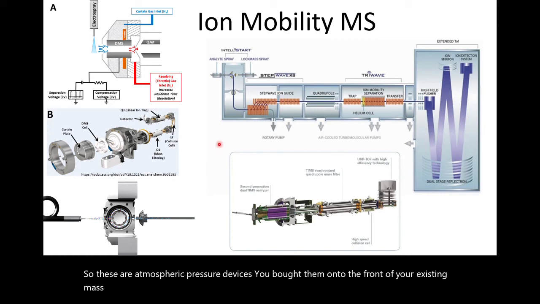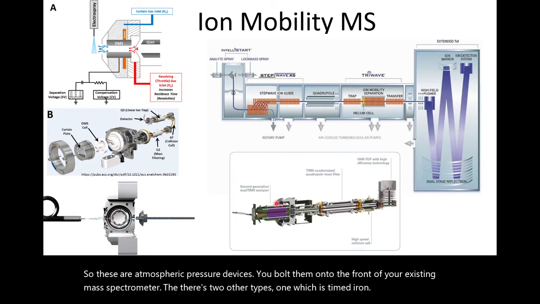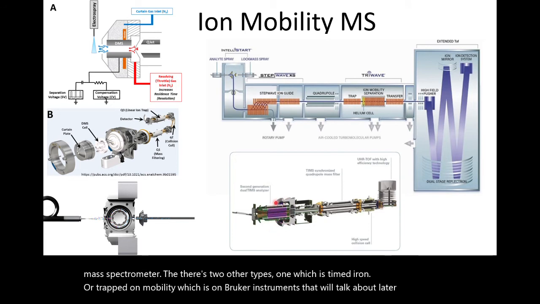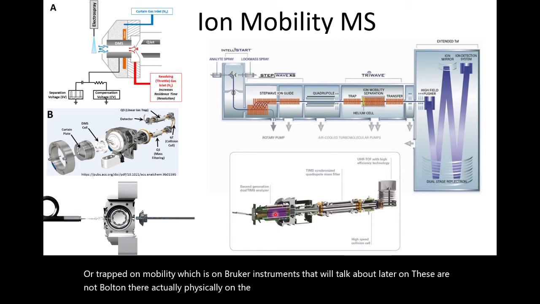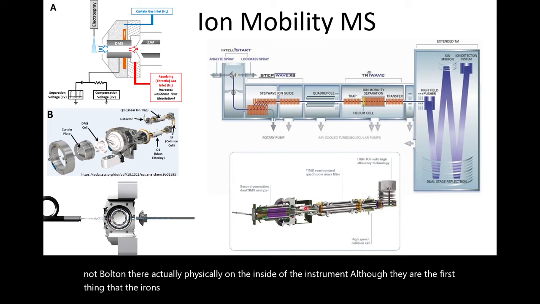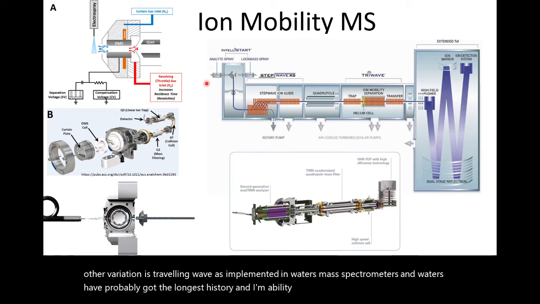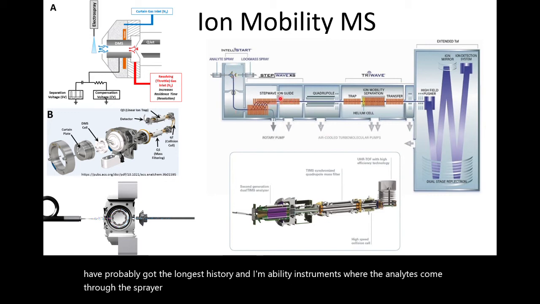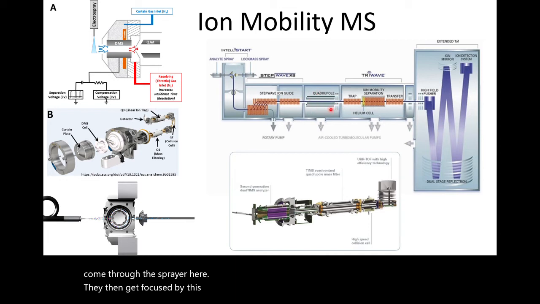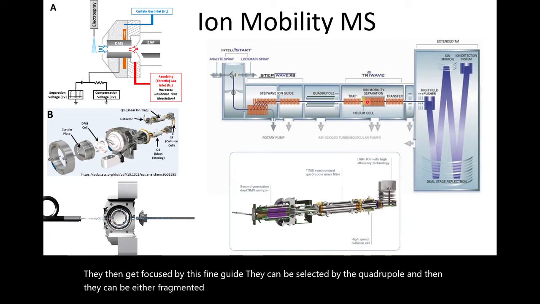There's two other types. One which is timed ion or trapped ion mobility, which is on Bruker instruments that we'll talk about later on. These are not bolt-on, they're actually physically on the inside of the instrument, although they are the first thing that the ions encounter before going through the quadrupoles and time of flight. The other variation is travelling wave, as implemented in Waters mass spectrometers, and Waters have probably got the longest history in ion mobility instruments, where the analytes come through the sprayer here, they then get focused by this ion guide, they can be selected by the quadrupole, and then they can be either fragmented in the trap or subjected to ion mobility in this cell, and then fragmented, and then those molecules are measured by the time of flight detector.